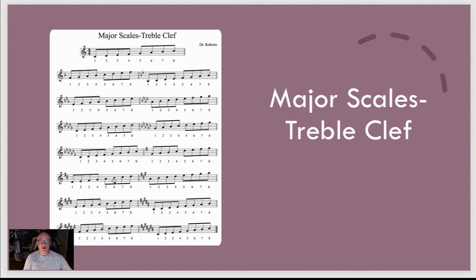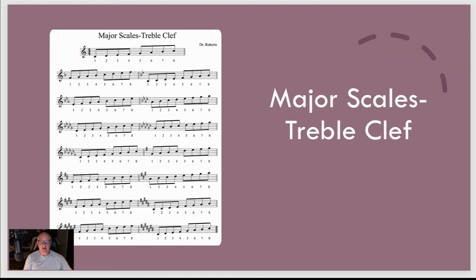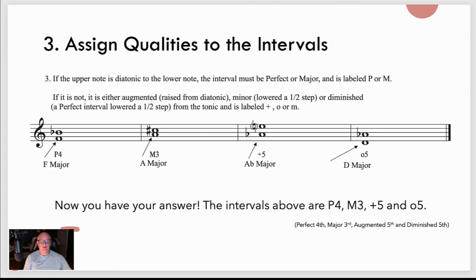So it's got some altered name. It's a half step lower. It's a minor sixth, not a major sixth. That's how this system works. So you assume the bottom note is a tonic in the major key. You check it against your key signatures. And then here's the third step. Assign qualities to the intervals.